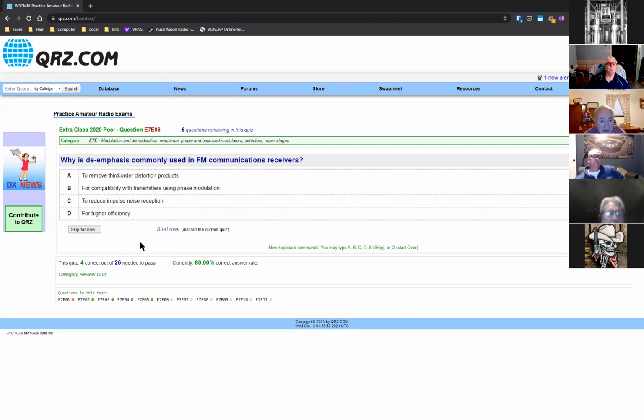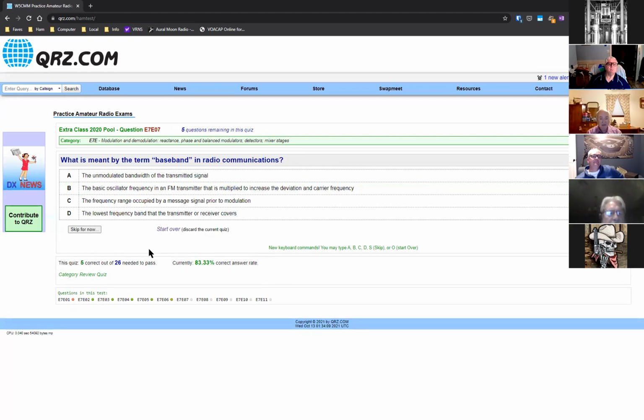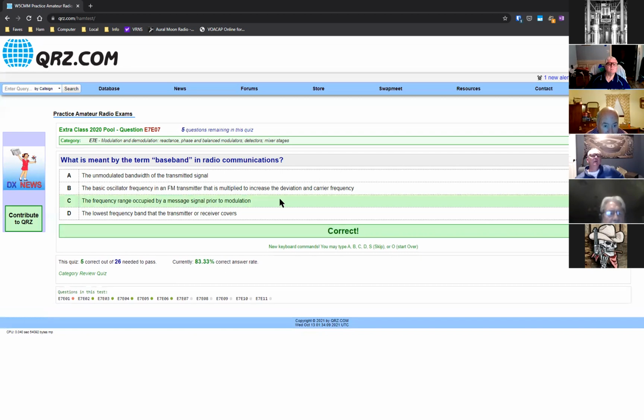Why is de-emphasis commonly used in FM communications receivers? Compatibility. I remember the word compatibility. What is meant by the term baseband in radio communications? It's going to be C.